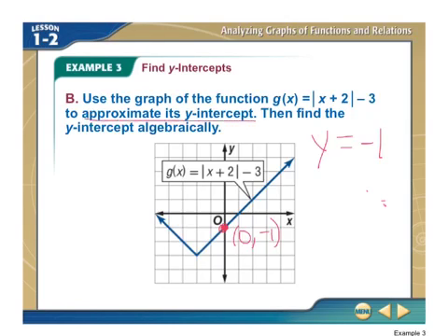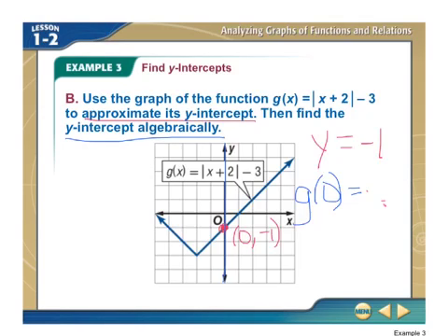They want us to also find the y-intercept algebraically. Well, to find the y-intercept algebraically, no matter where I'm at on the y-axis, the x value is always 0. No matter where I cross the y-axis, my x-coordinate is always going to be 0. So to find the y-intercept algebraically, I'm going to evaluate the function g for x equals 0.